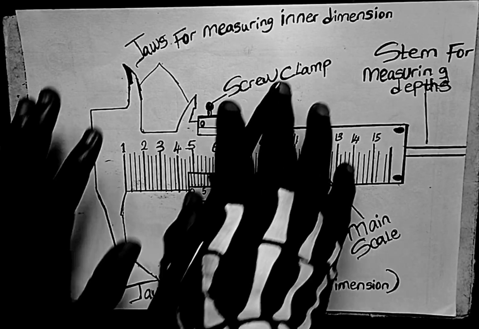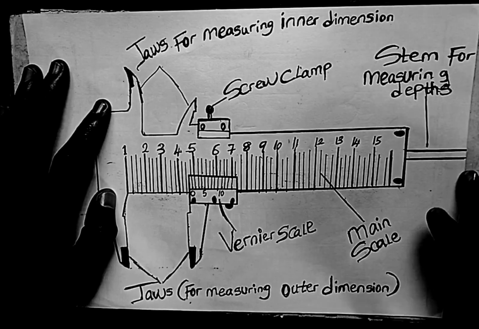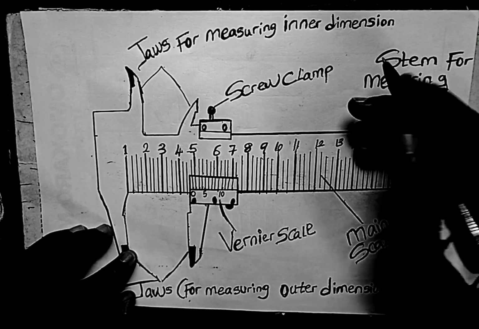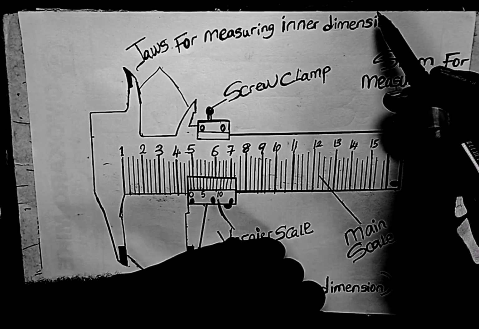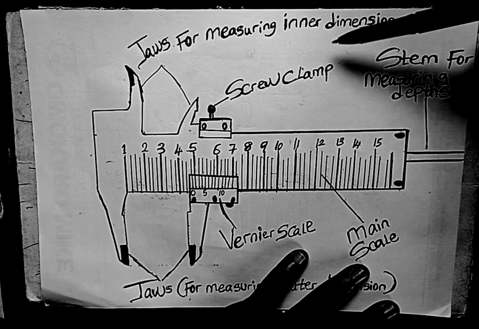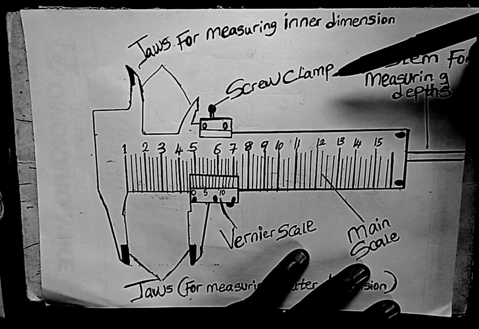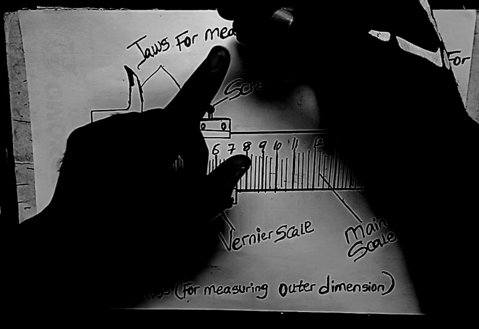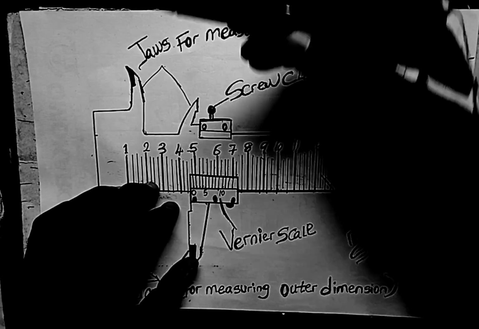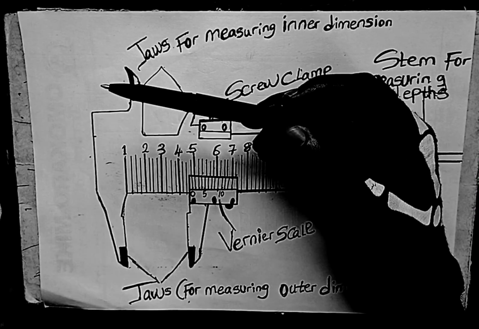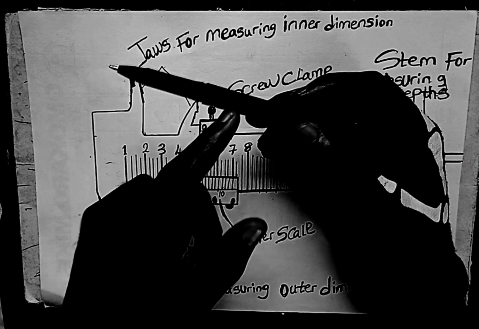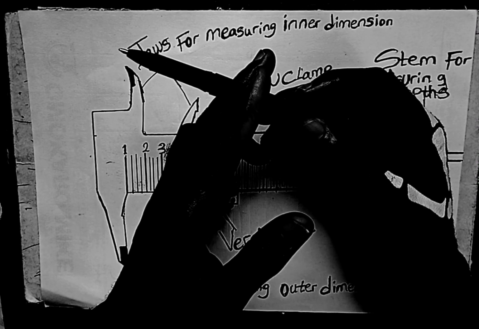Let us quickly look at the parts of a Vernier caliper before we look at how to read a Vernier caliper. The parts of a Vernier caliper and what they are used for. A Vernier caliper is an instrument used to measure inner or outer dimensions. For example, this is my pen. If I want to measure the diameter of this pen from the outside, I will need a Vernier caliper. I will put the jaw of the Vernier caliper here to measure the diameter of this pen. This one is the outside diameter.